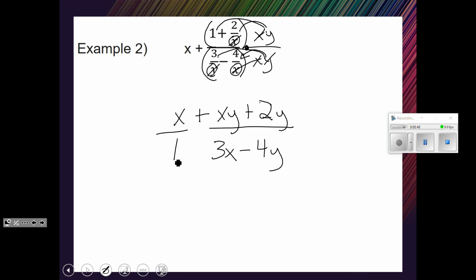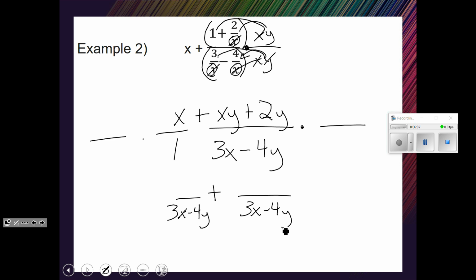Okay, so I've got a denominator of 1 over here. I'm going to draw my blanks. And my common denominator is going to be 3x minus 4y. So my second fraction is not going to change, so I'm just going to bring down the xy plus 2y. Over here, this one can just be times by 1, and so again, that's just xy plus 2y.